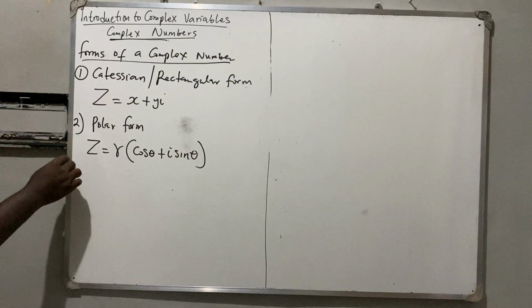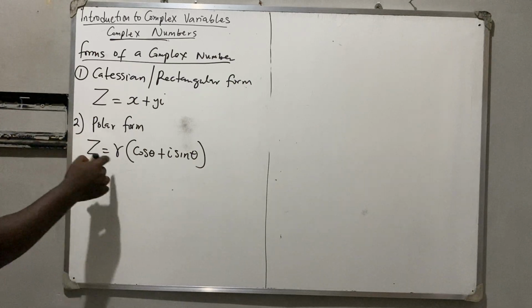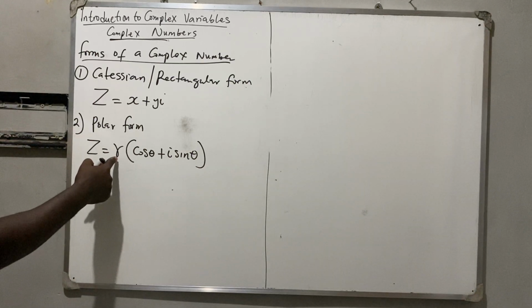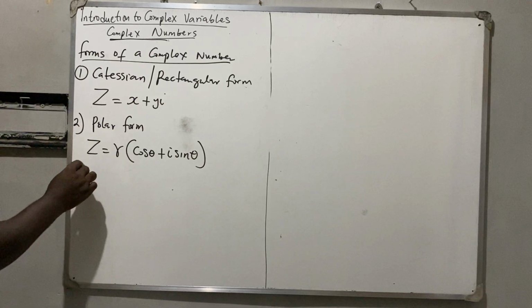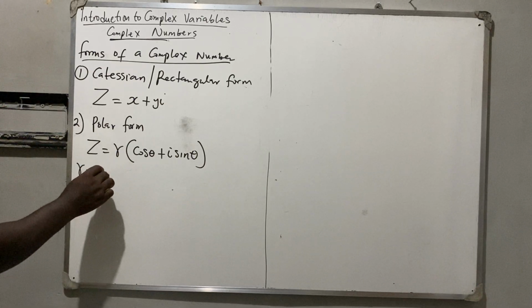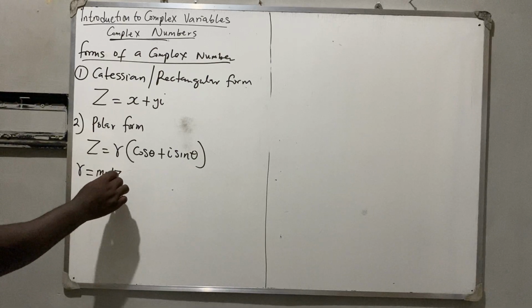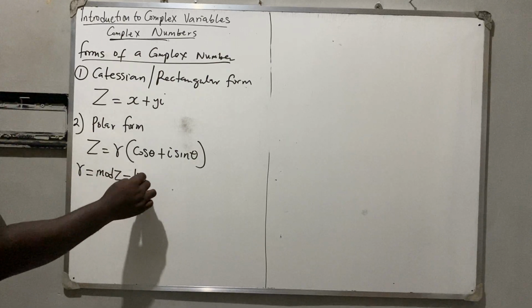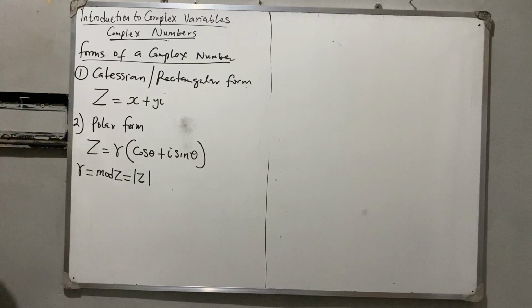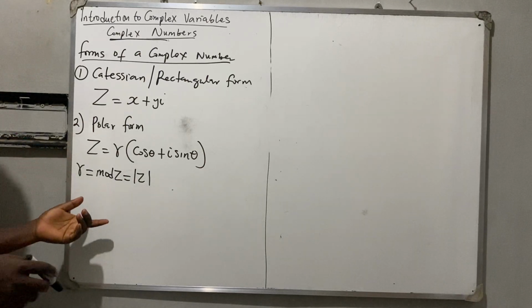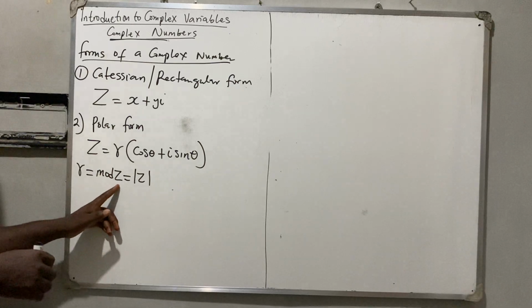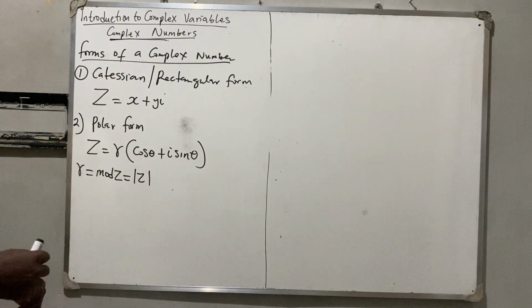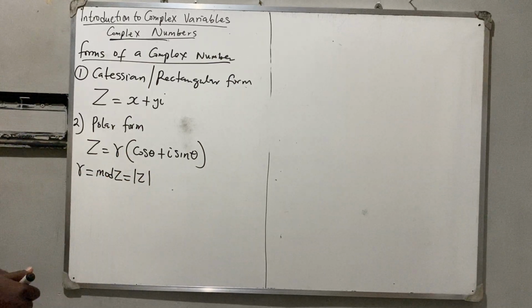Then the third one... you see that we have introduced two parameters, R and theta. Where R is what we call the modulus of the complex number, called mod Z, or absolute value of Z. We can represent the modulus of a complex number with R, or with mod Z, or absolute value of Z. All of them are still the same thing, the modulus of a complex number.